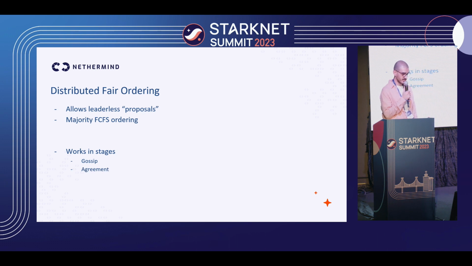The next stage is the agreement stage, where they decide on which set of nodes whose local orderings will be used to define the final ordering. So it essentially minimizes the solution space. And the final stage is the finalization. This is where the final ordering is decided.